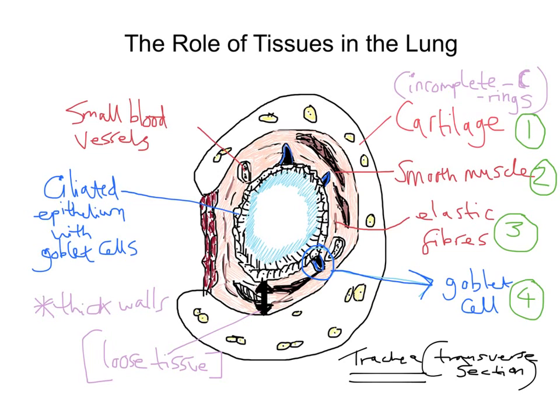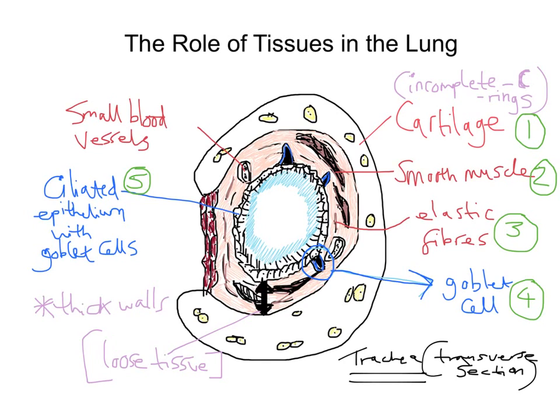Which leaves us with one key tissue to consider, and that is the actual ciliated epithelium itself. And that is essentially tied in with number 4. The two really go hand in hand. So this ciliated epithelium does contain cilia. These are cells with these tiny hairs that are projected from the surface that, as I said, waft this mucus.